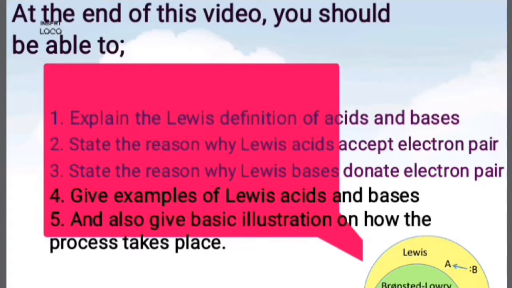3. State the reason why Lewis bases donate electron pairs. 4. Give examples of Lewis acids and bases. 5. And also give a basic illustration of how the process takes place.